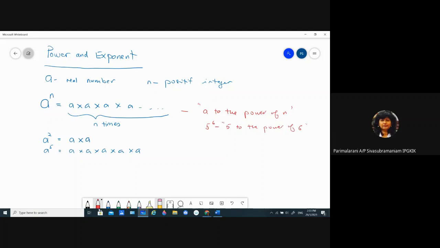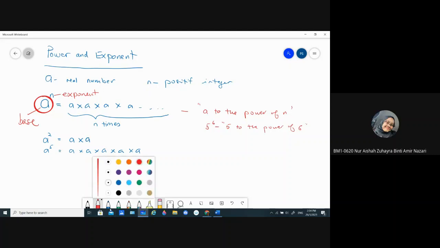This number here, a, is known as the base. n here is known as the exponent. The number on top is the exponent, and the number on the bottom is the base. So how do we read this? A to the power of n. Okay, so far so good?